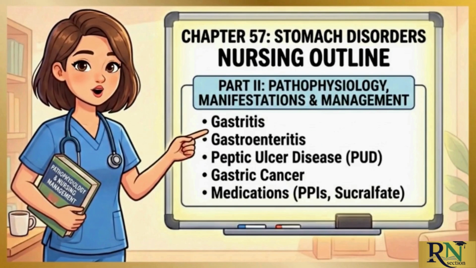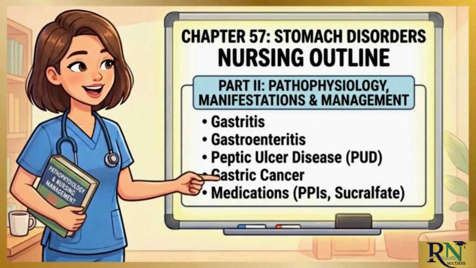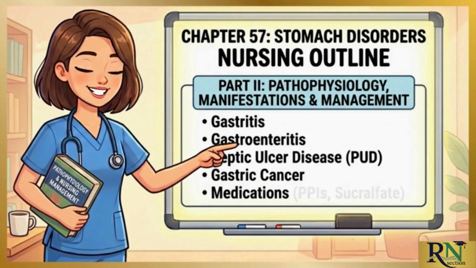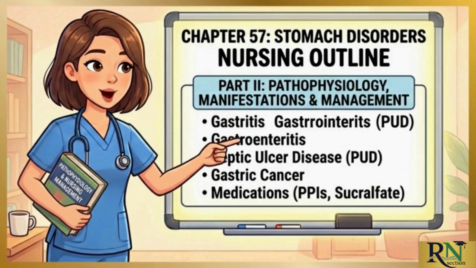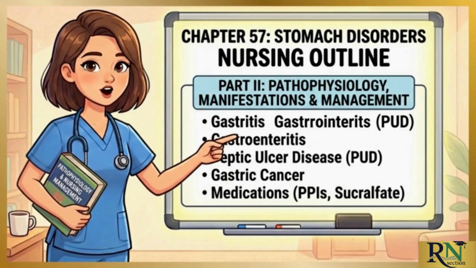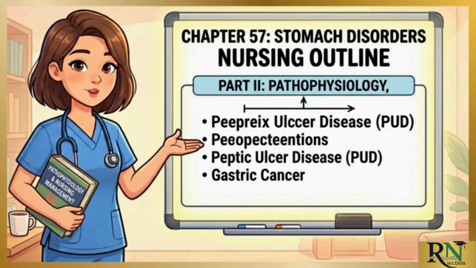Welcome to Part 2 for Chapter 57, Nursing Outline. This chapter explains the following diseases: gastroenteritis, peptic ulcer disease, and gastric cancer. Here is the outline of this chapter.